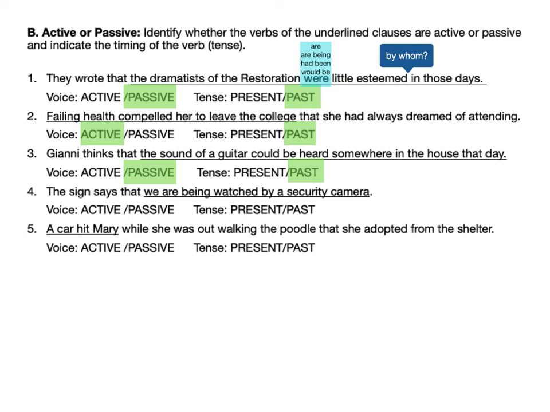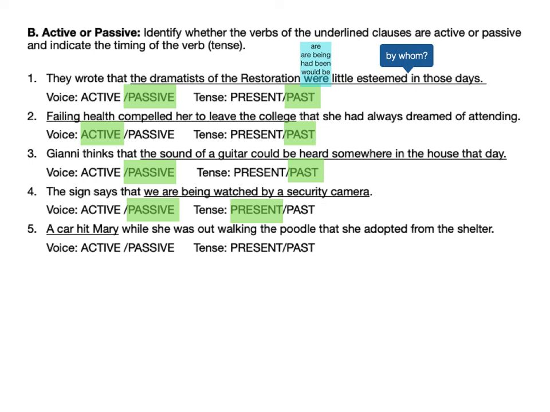Number 4, the sign says, and here's another that clause, it says something, right? The sign says that we are being watched by a security camera. We are being watched, and by a security camera. By a security camera is the agent. So if you have an agent, then the verb has to be passive voice. We are being watched is present.